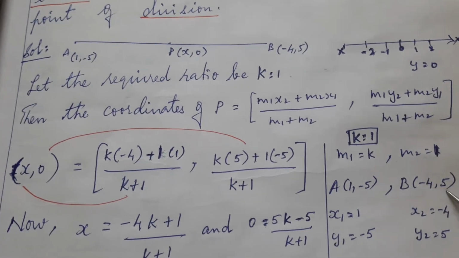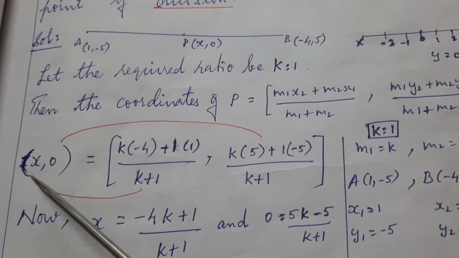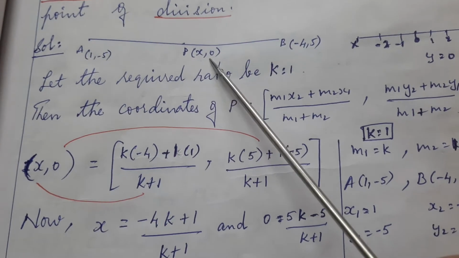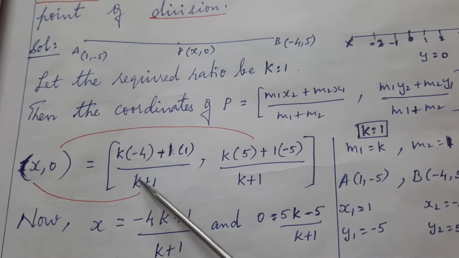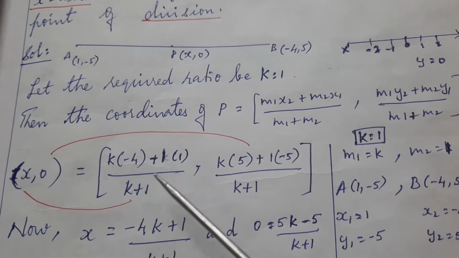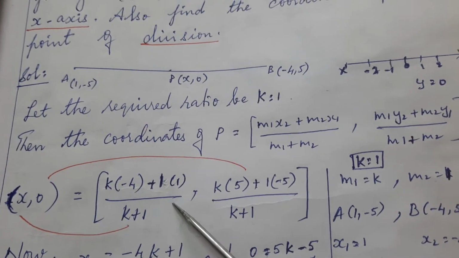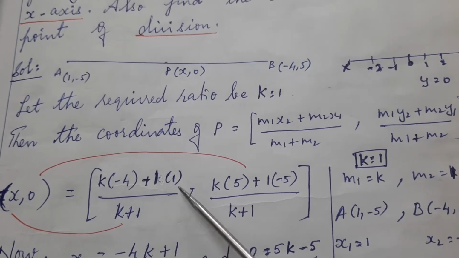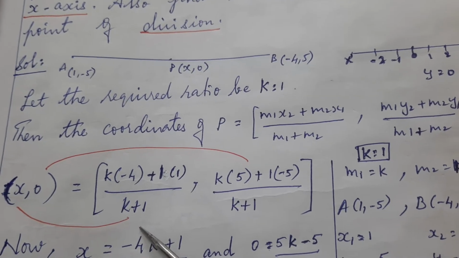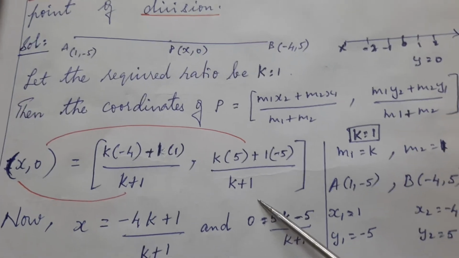Now substitute these values in the section formula. So (x, 0), that means the P coordinate is (x, 0), is equal to, substituting the values of k, m1, m2, x1, y1, x2, y2 in this section formula. So we get (k into -4 plus 1 into 1) by (k plus 1) and (k into 5 plus 1 into -5) by (k plus 1).